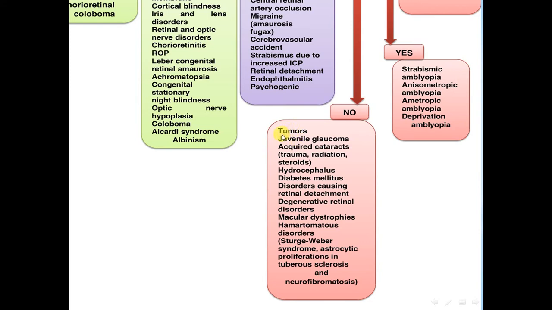this may include tumors, juvenile glaucoma, acquired cataract, trauma, radiation, steroid, hydrocephalus, diabetes mellitus, disorder causing retinal detachment, degenerative retinal disorder, macular dystrophies, hamartomas disorder, Sturge-Weber syndrome, astrocytic proliferation in tuberous sclerosis, and neurofibromatosis.